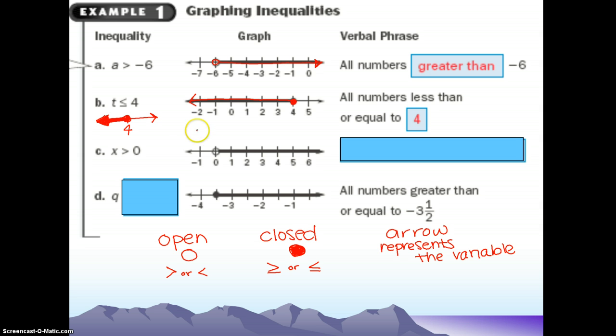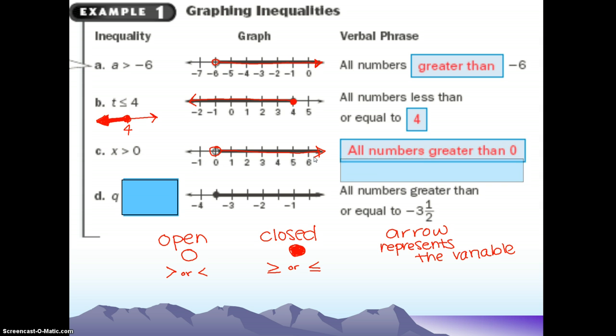C, x is greater than 0. It's open because there's no line underneath the inequality. X is greater, so you go right. All numbers greater than 0. That's how you could say that. Let's go the opposite way this time. You can see it's closed, and the dot is at -2. It's closed, so I'm going to have the line underneath the inequality, and you can see Q is going to be greater than -2, so I open up that way, towards the Q.